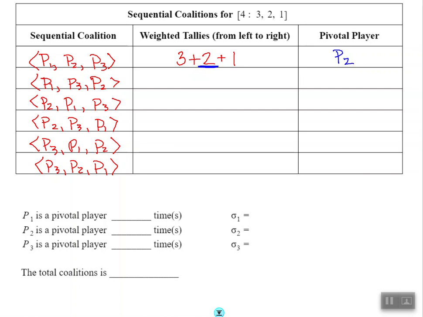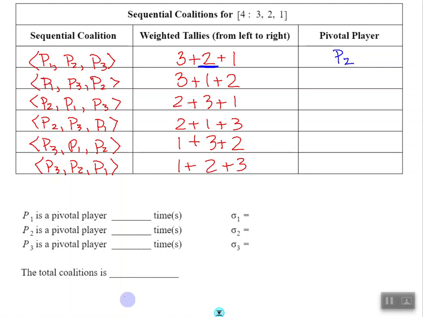So let's continue for the rest of the coalitions. I've written out all of the weights in order corresponding to the sequence that I wrote in the first column. So now let's go through and find the pivotal players. I start with 3 votes. After the next player votes, I have 4 votes, which is how many we need to pass our motion. So player 3, who cast that 1 vote, is our pivotal player.